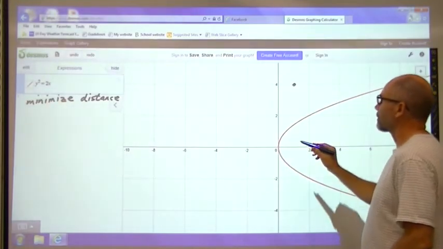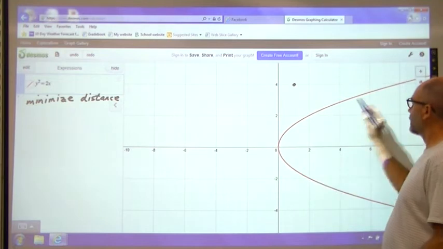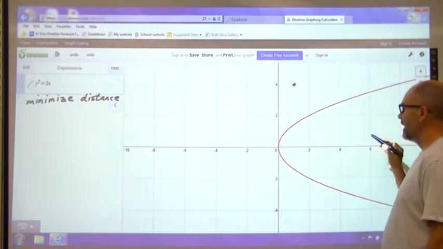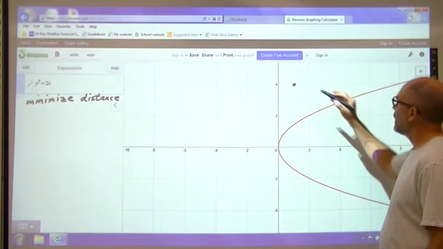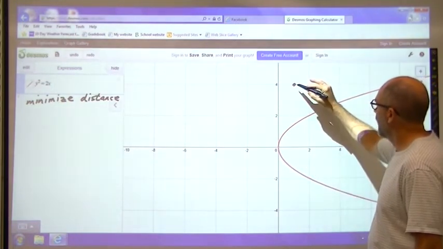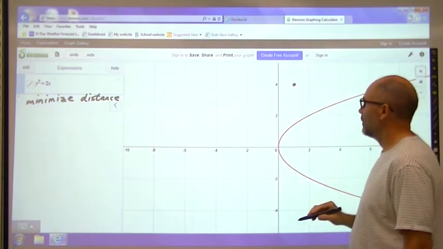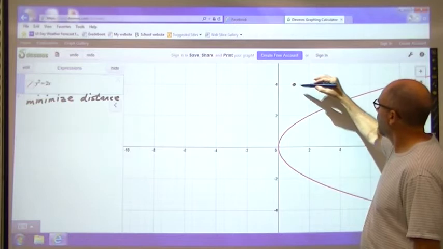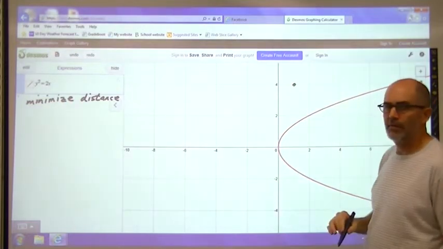Okay, so here's our y squared equals 2x. It's a parabola that opens to the right. And now we have a point at 1, 4. And what we're trying to do is minimize the distance from the point to the parabola.